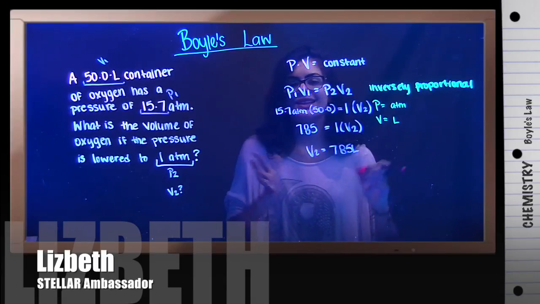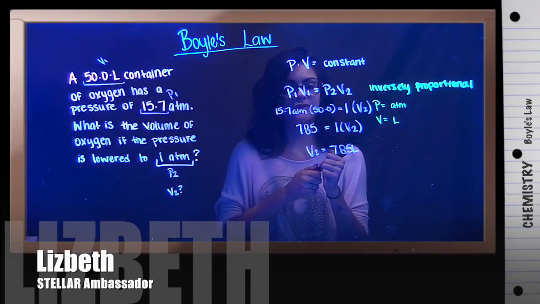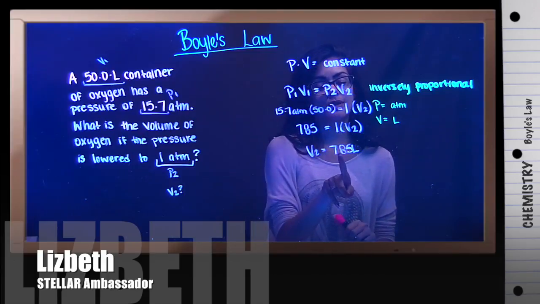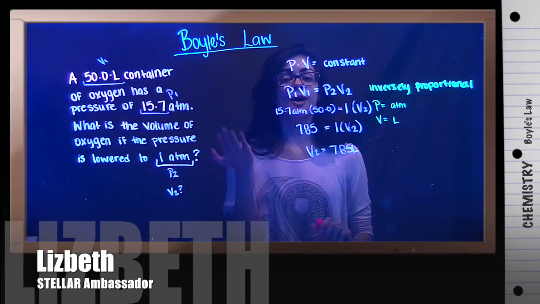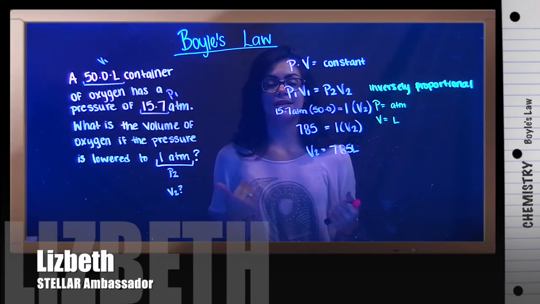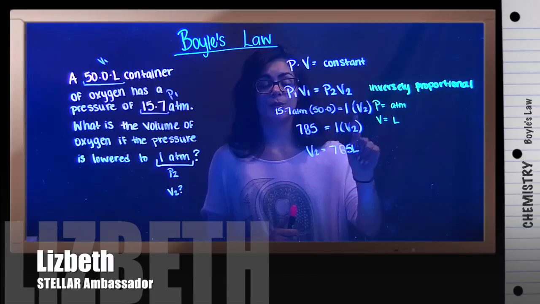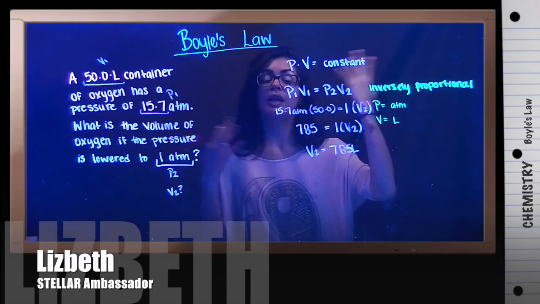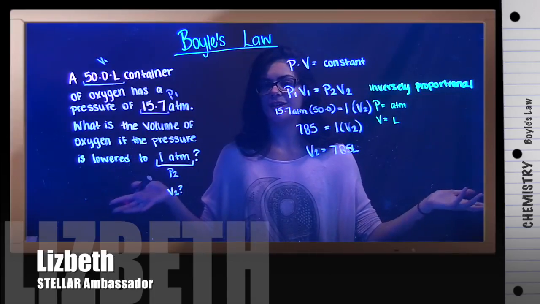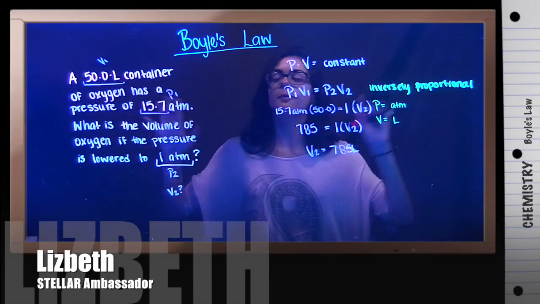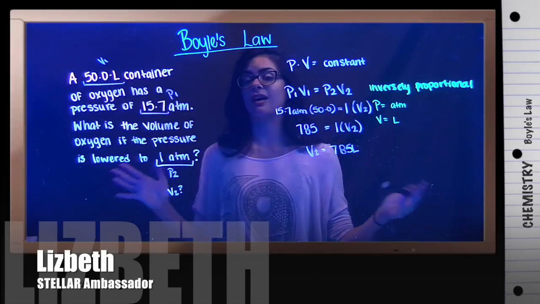All right, so let's see if that makes sense. My original volume was 50 liters, and it went up to 785 liters. Since volume went up, I am suspecting that my pressure went down, which is true. I went from 15.7 atmospheres to 1 atmosphere. So I lowered the pressure, increased the volume. It makes sense. Boyle's law has come to fruition, and everything is good. And that's basically how you use Boyle's law to solve a problem.